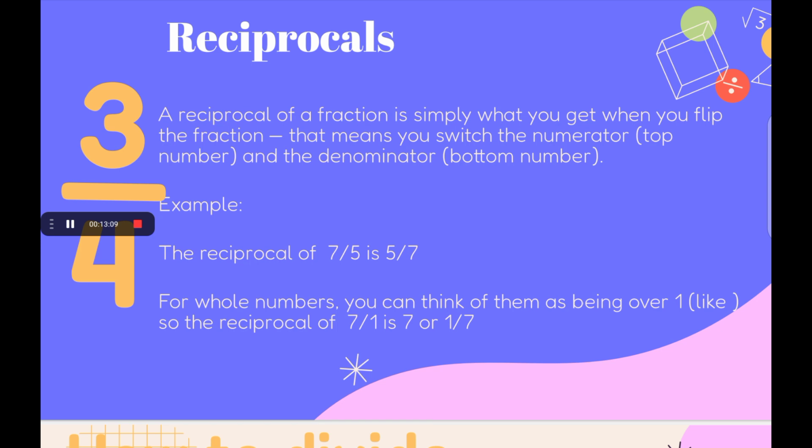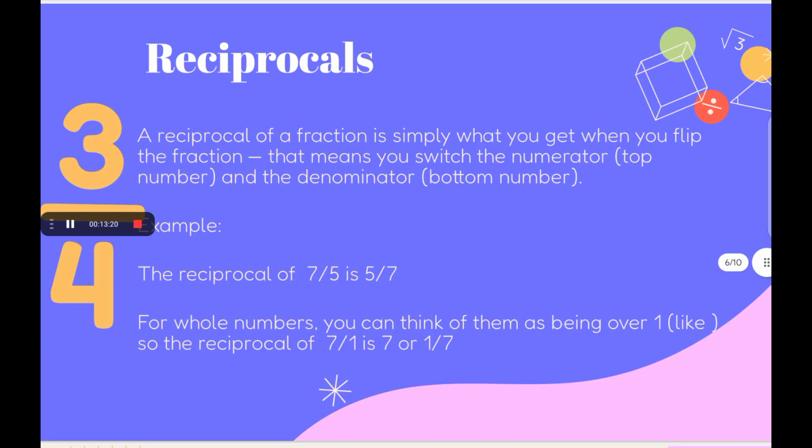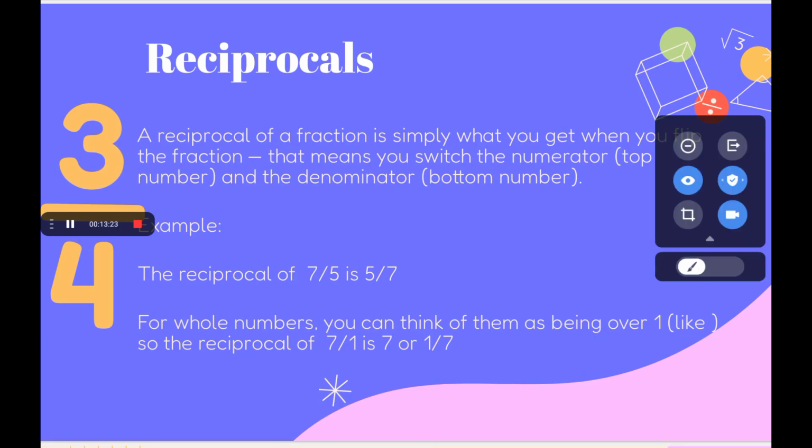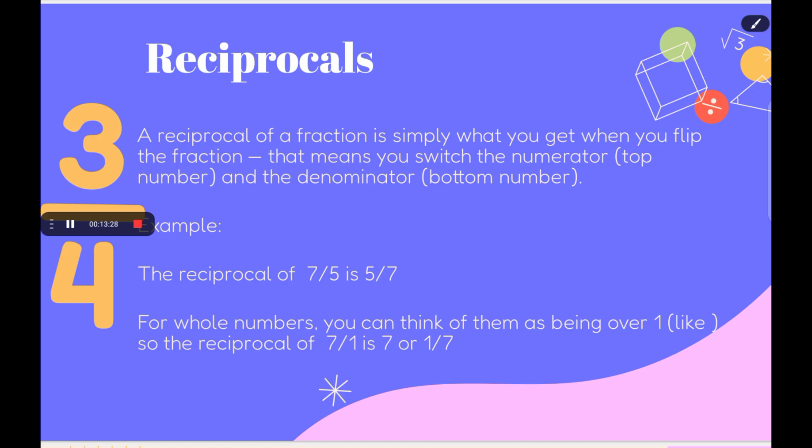Example, the reciprocal of 7/5 is 5/7. For whole numbers, you can think of them as being over 1, like the reciprocal of 7/1 is 1/7. So, let me explain it. If you have the fraction 4/8, and this is the reciprocal of it, what will be the answer? 8/4.